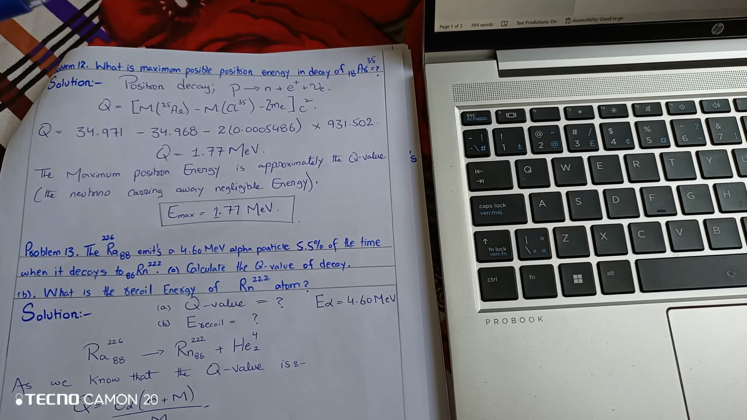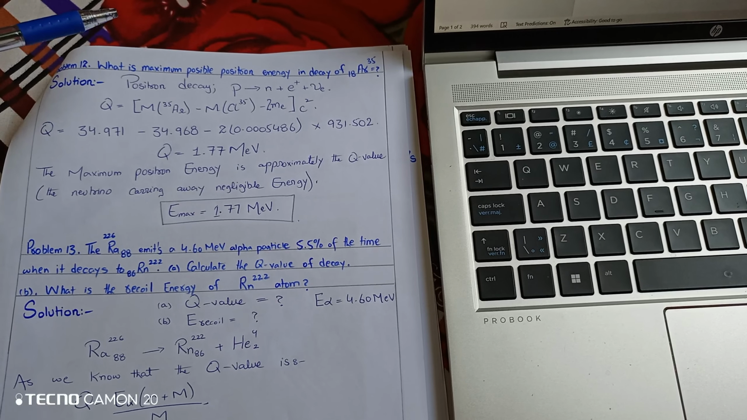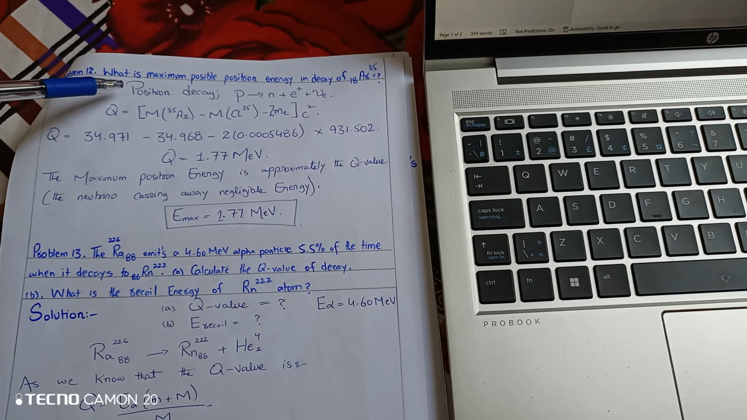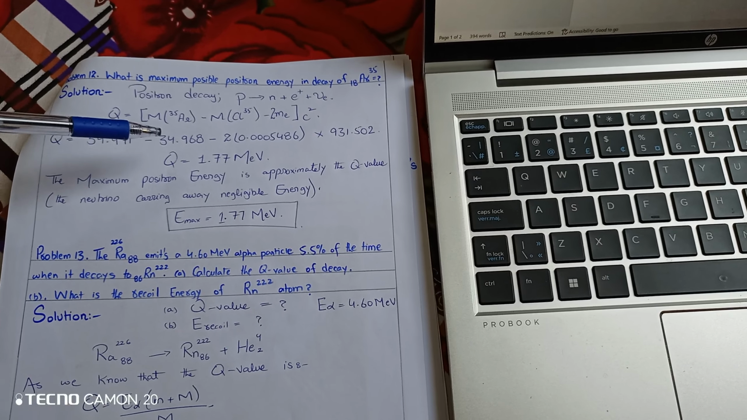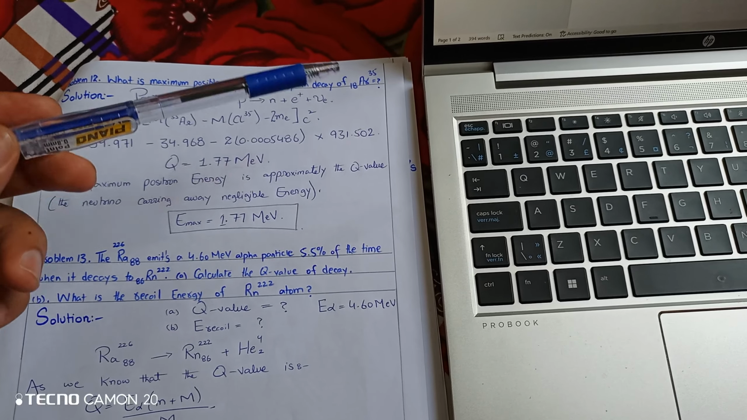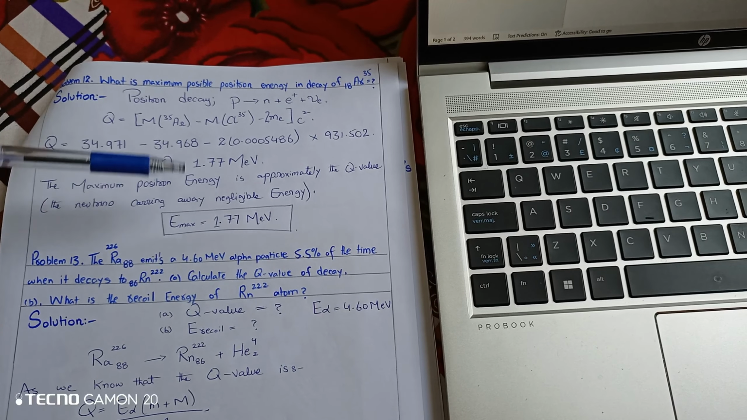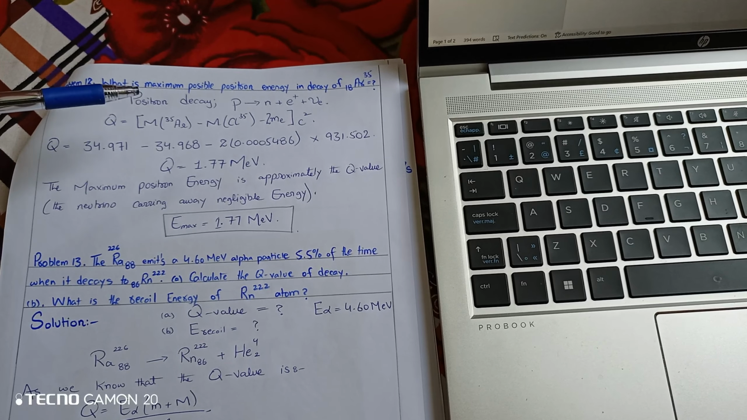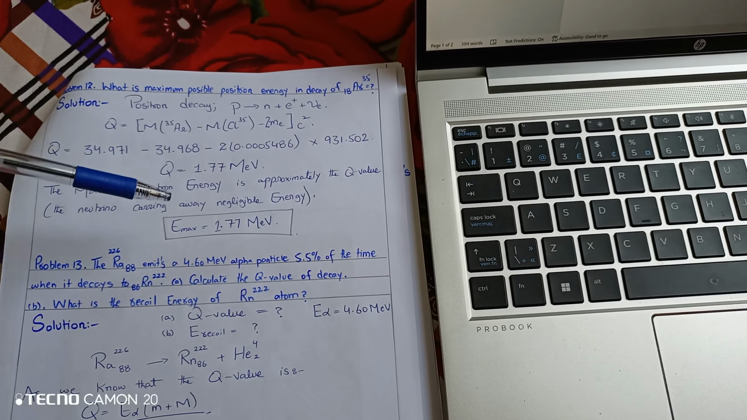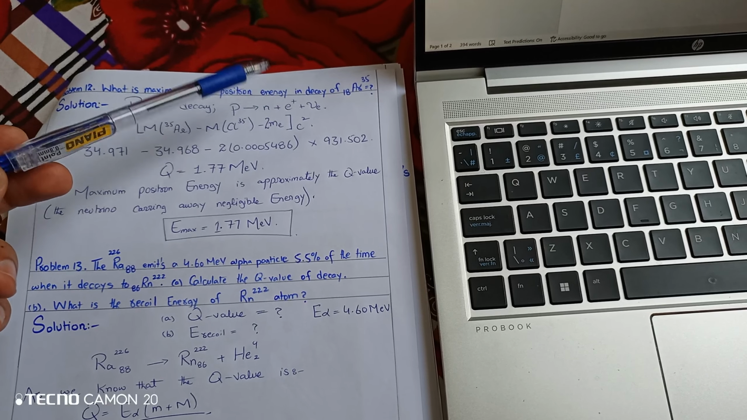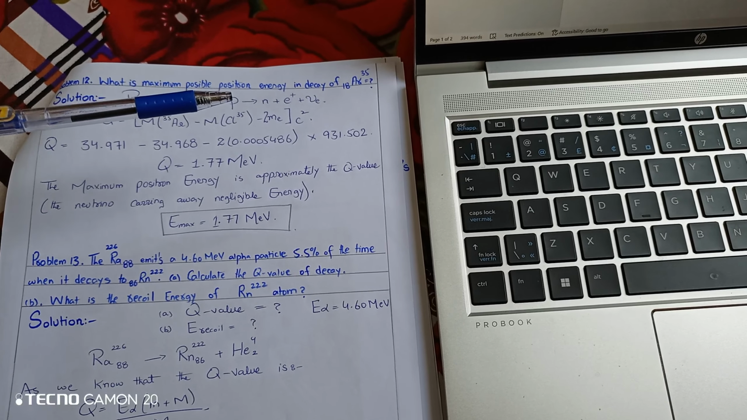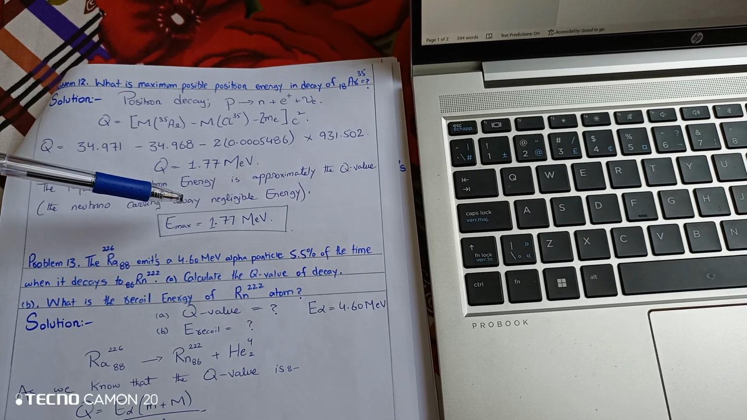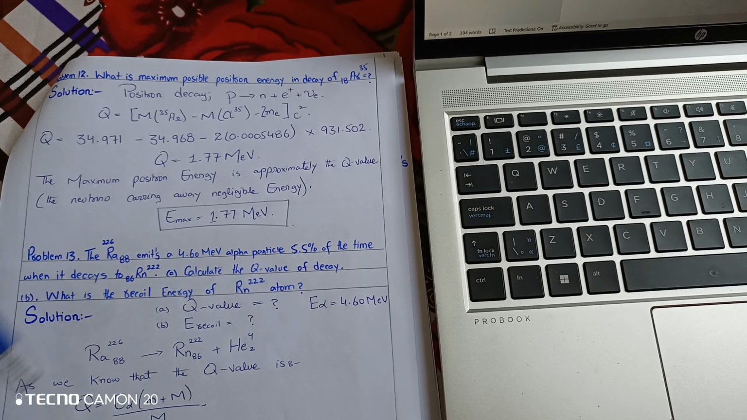Understood? So for the maximum positron energy, you have to find the maximum possible positron energy, and it is approximately the Q value. So the Q value is basically the actual maximum positron energy, because the neutrino carries negligible energy, as the neutrino has negligible mass. So that's why the Q value is basically the maximum possible energy, and that is 1.77 mega electron volts.